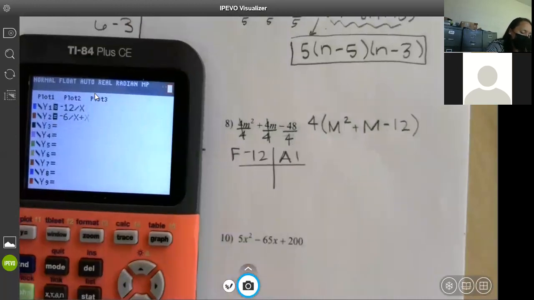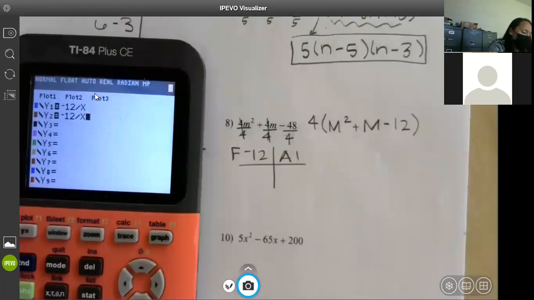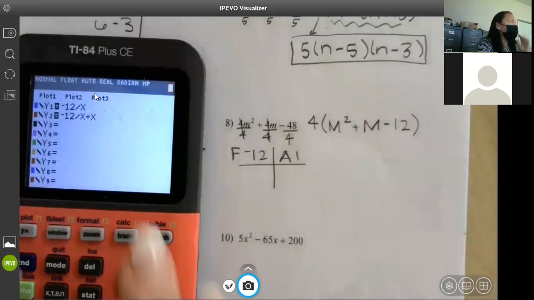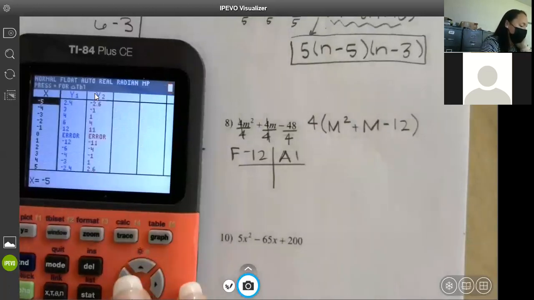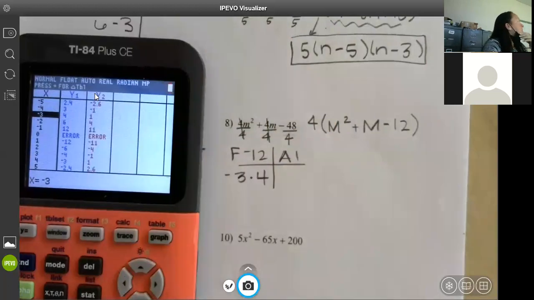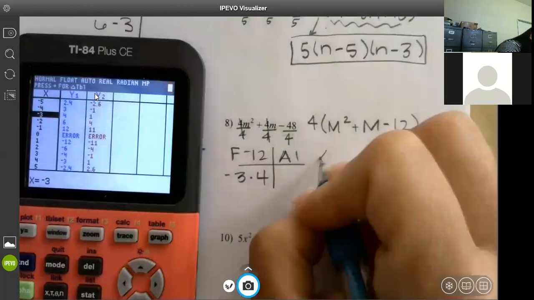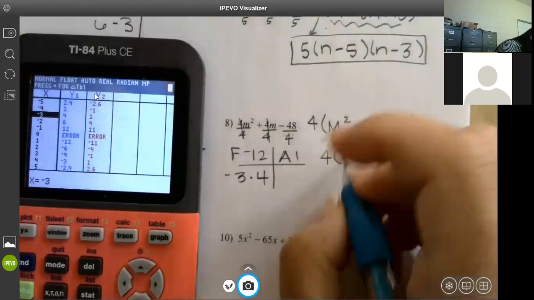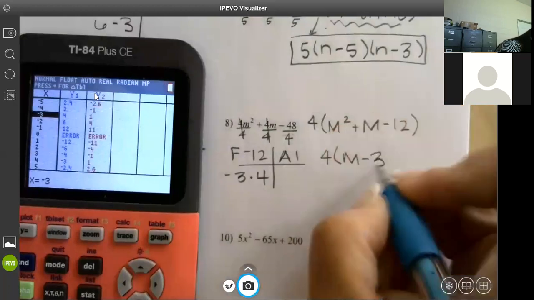So -12, factors of -12, plus m. Again, in the red column, we're looking for a positive 1. So our two numbers are -3 and positive 4. Any questions so far? Everybody okay? So bring that 4 down. We were working with an m, and we have an m -3 and an m +4.